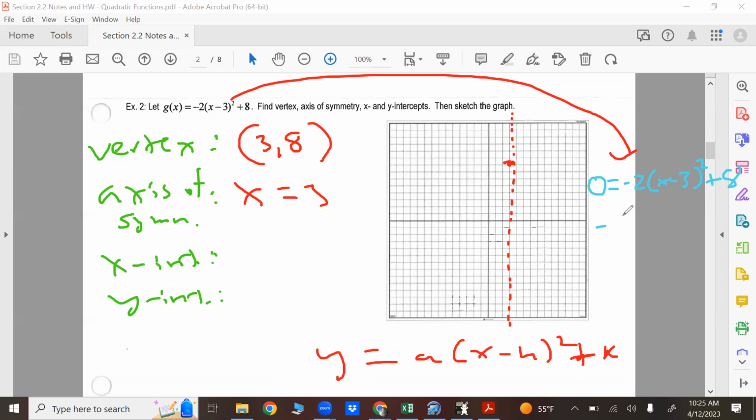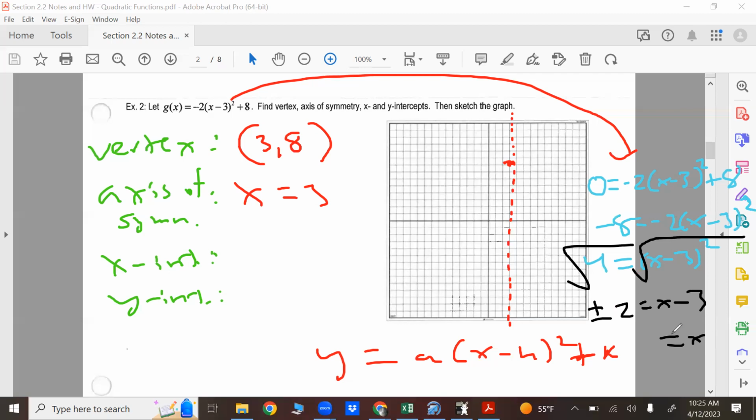Move the 8 over, then divide by -2. Don't distribute or FOIL. I would just do that. Then square root both sides. You square root, plus or minus 2.